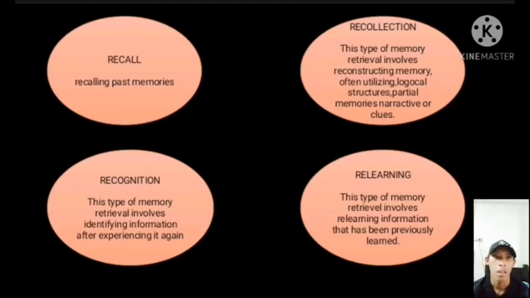First, recalling past memories. Recollection: this type of memory retrieval involves reconstructing memory, often utilizing logical structure, partial memories, narrative, or clues. Recognition: this type of memory retrieval involves identifying information after experiencing it again. Relearning: this type of memory retrieval involves relearning information that has been previously learned.